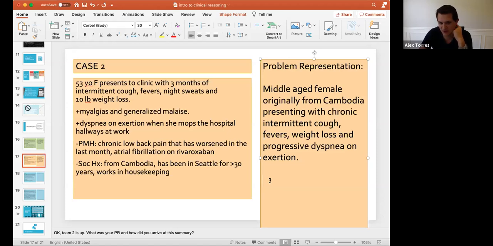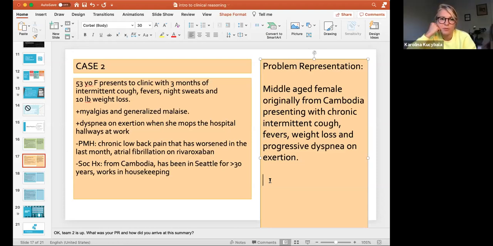And we were kind of plus or minus on the night sweats in our group, whether that was meaningful to keep in or keep out. Also, there was some discussion on whether the progressive dyspnea was worth keeping in or out as well.